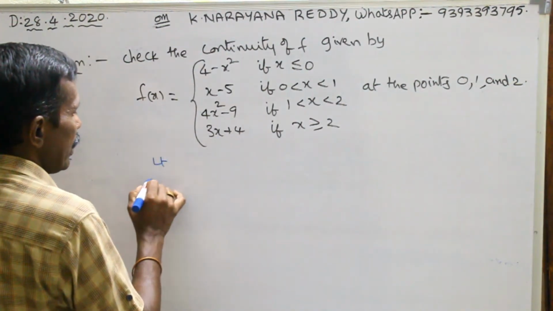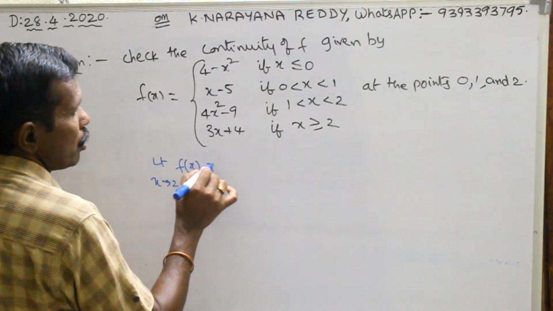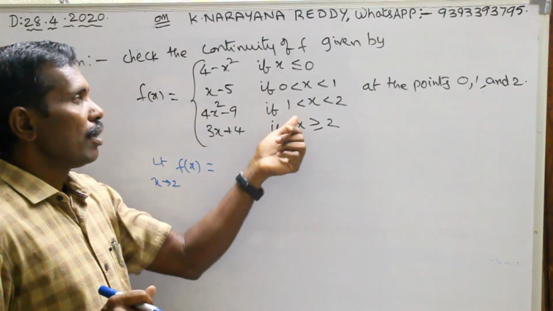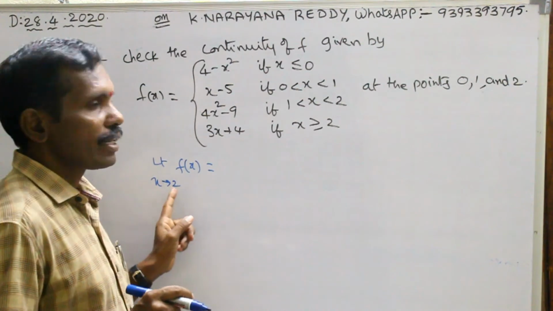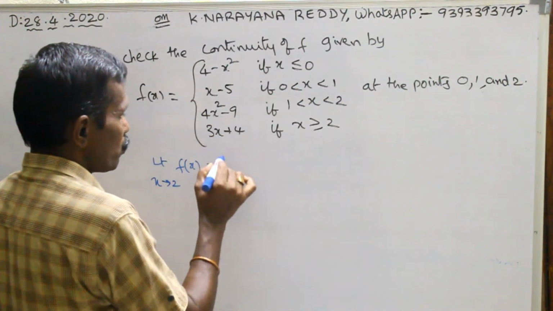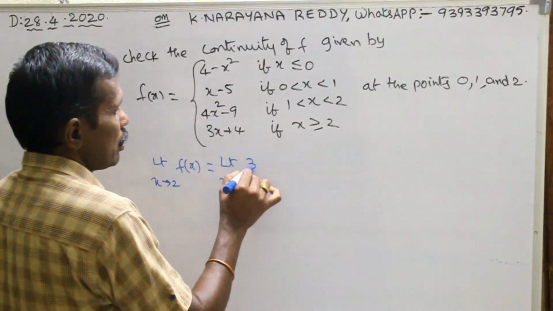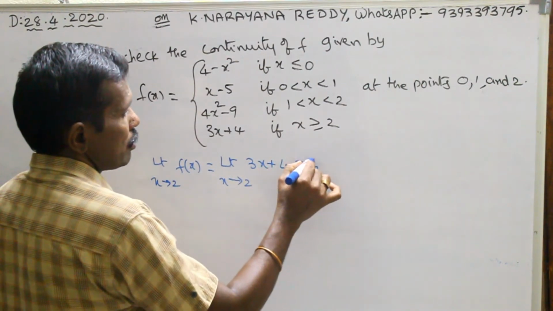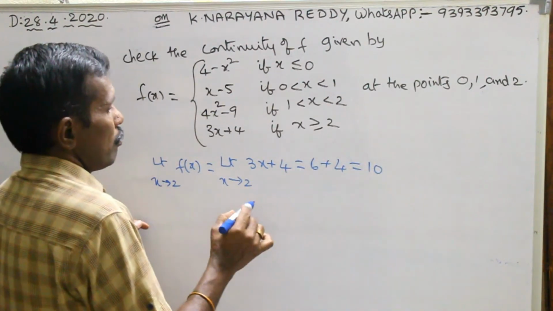Limit x tends to 2 of f of x. F of x at 2 means what? X greater than or equal to 2 is there. X between 1 and 2 is there. Here we want to take greater than 2. Yes or not? So we want to take 3x plus 4. Limit x tends to 2 of 3x plus 4 equals 6 plus 4, that is 10.